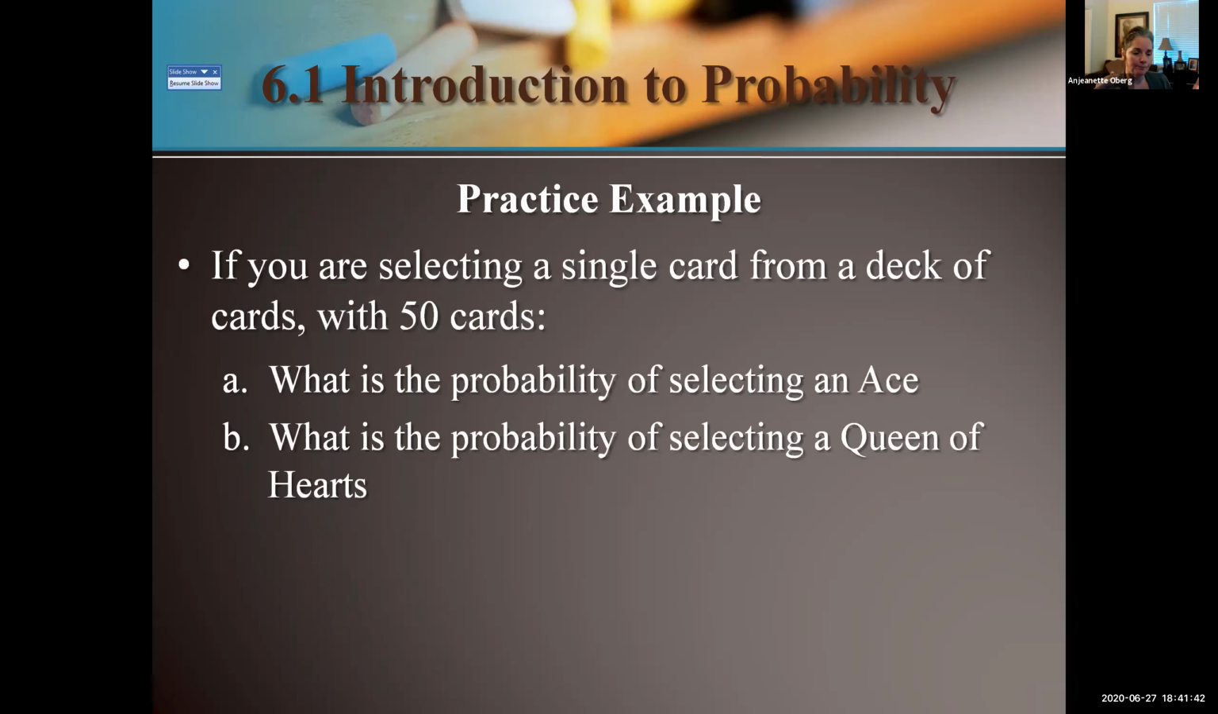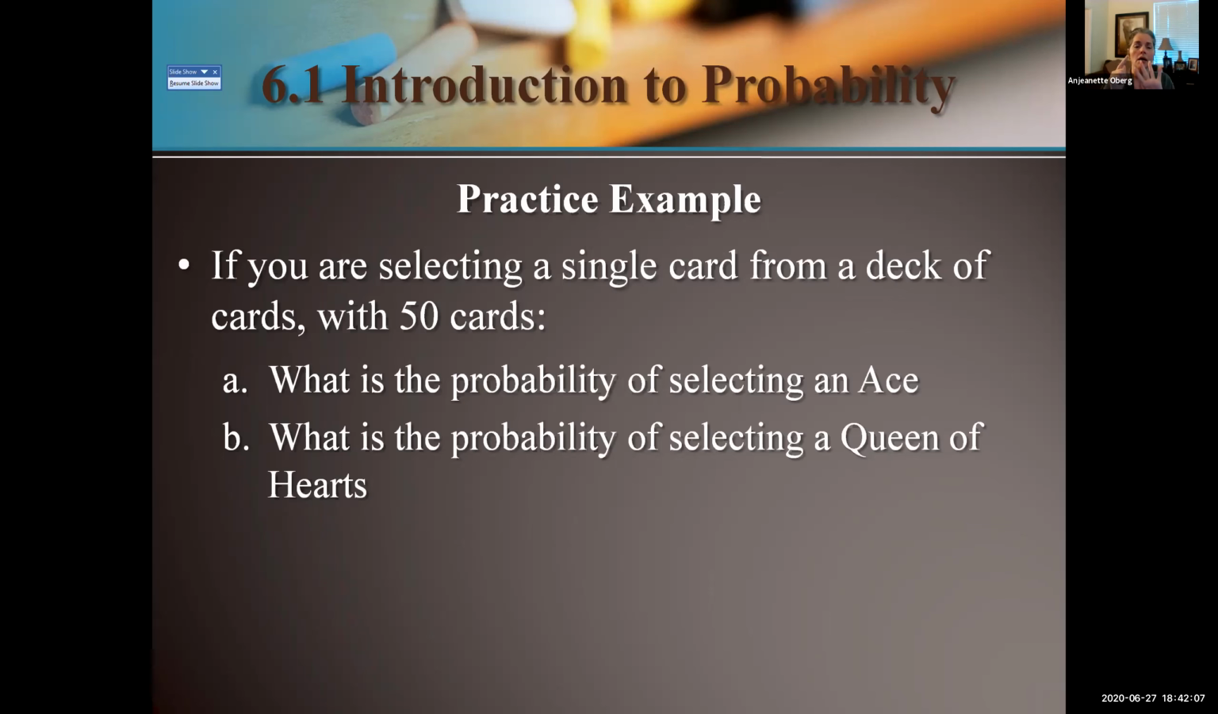So that is actually 52 cards, 13 cards in each suit. And so 26 red cards, 26 black cards for a total of 52 cards, okay? So if I say, what's the probability of selecting an ace? I know there's 4 aces because there's 4 different suits, right?